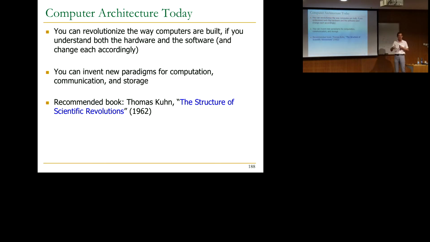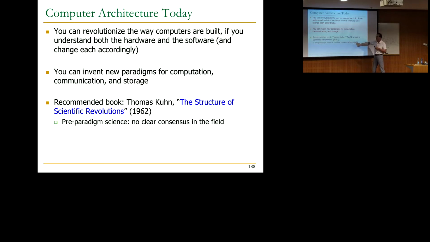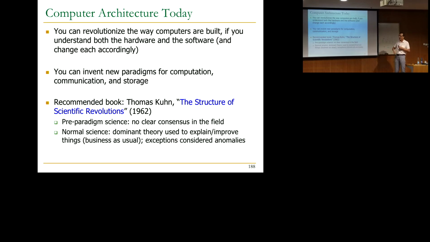that tried to put structure into how big things happen in science. He examines a lot of things in physics, chemistry, and astronomy, as to how revolutions happen. Basically, he says there are three stages. At some point, you have pre-paradigm science. There is no clear consensus in the field as to what the paradigm is. After some point, you form a paradigm and you do normal science. There's a dominant theory that's used to explain and improve things, business as usual.